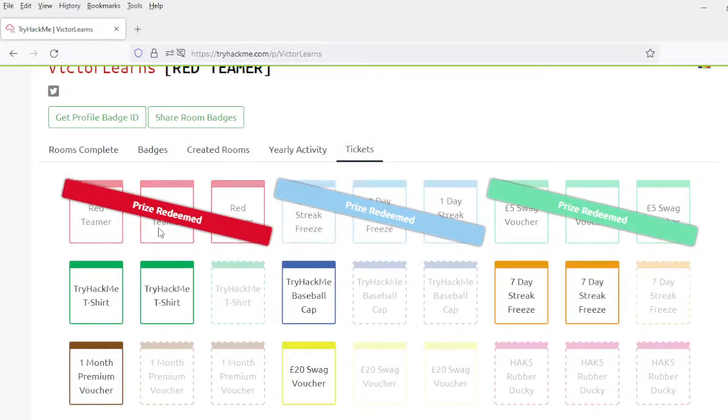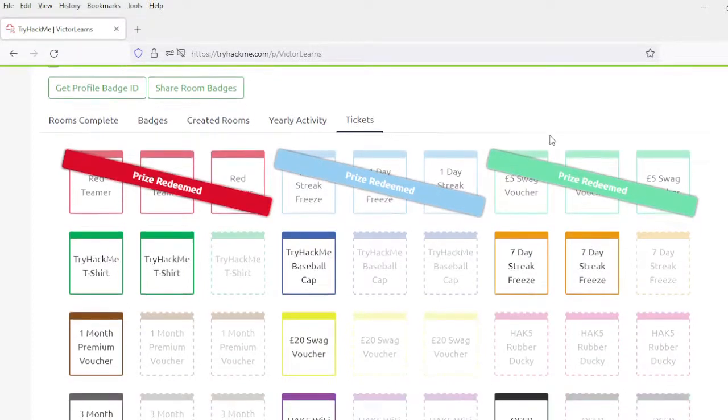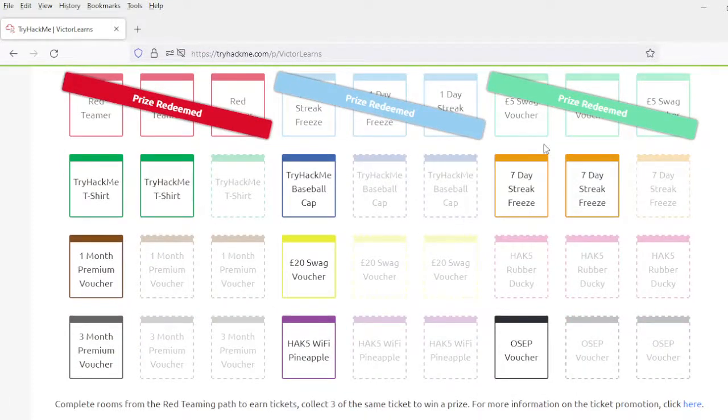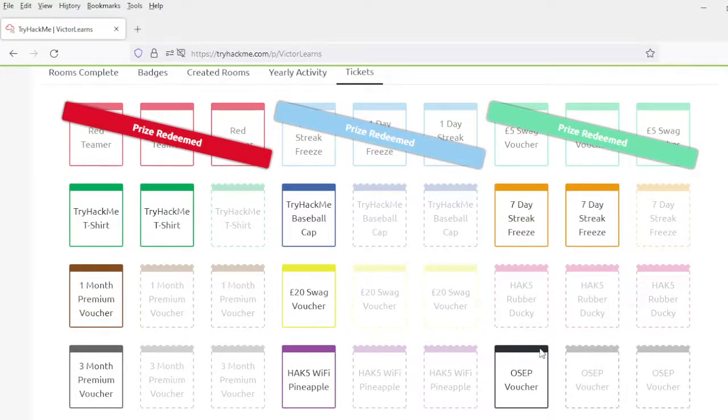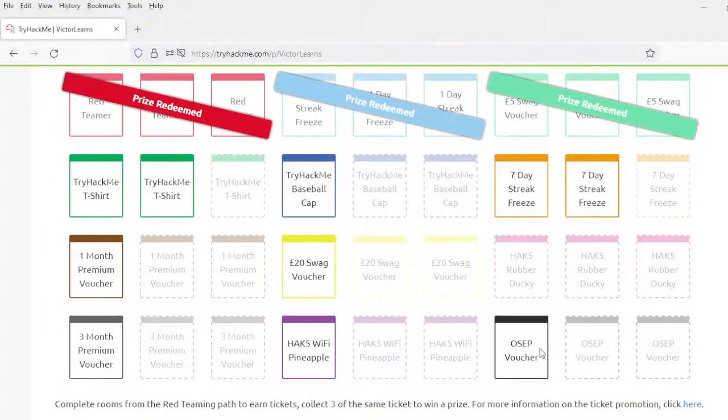So I have a Red Teamer part, which I think gave me that cool level. 1 day streak freeze. $5 swag, and I'm 1 ticket away from the t-shirt, 1 ticket away from the 7 day streak freeze, and then I got a sticker from each of these. Now for the pineapple, it's pointless because they already gave it. For the voucher, it's hopeless because there's only one left and there's already somebody who has 2 tickets and is working towards his third. So I hope I could get a t-shirt and maybe a baseball cap. That would be like, plus the 7 day freeze, which would be useful maybe for a vacation or something.